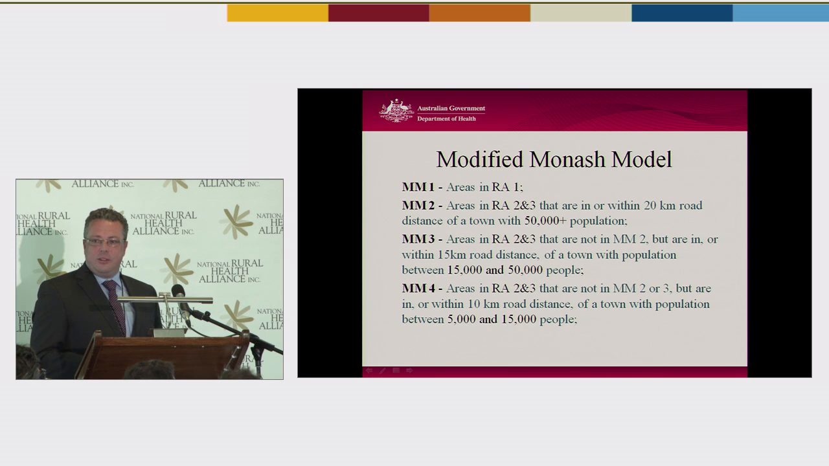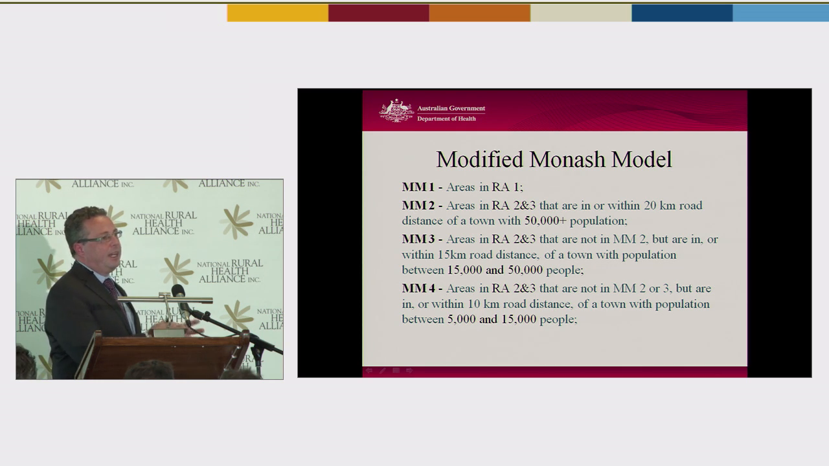The example I like to use is Picton, which is RA2, which is right outside of Sydney, but within that 20 kilometre distance. And we thought Picton should be treated the same way as a town within 20 kilometres of Hobart. And that is classed as Modified Monash 2. As you go down, basically areas that haven't already been classified are then classified according to the population size of their nearest city. So 3 is 15 to 50,000 again, but we have a layered buffer. Instead of 20 kilometres, it goes down to 15. And for 4, 5,000 to 15, and it's a 10 kilometre buffer. And note that we're only talking RA2 and 3.